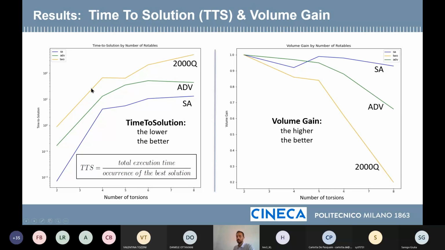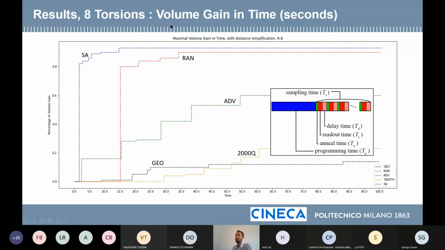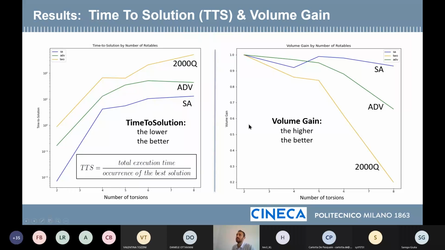In general, looking again at volume found in time, where time is expressed in seconds, is not very fair because, as you know, these devices are prototypes. So what people usually do is time to solution, which is this other metric. It tells you the total execution time over the occurrences of the best solution. Usually people look at a score similar to this ratio.